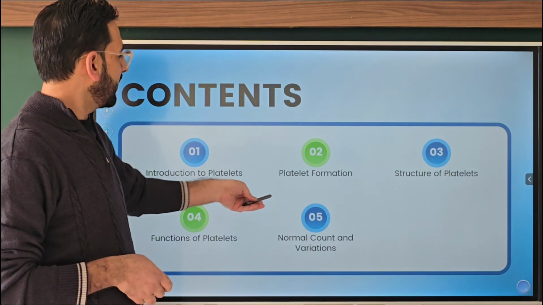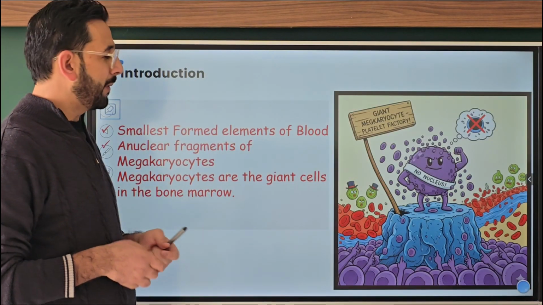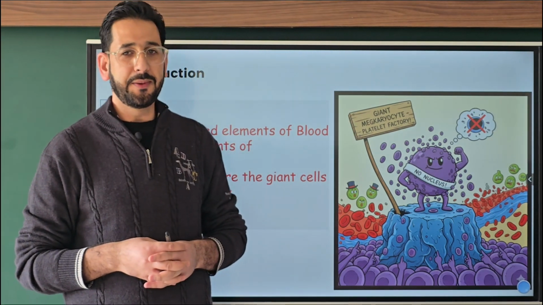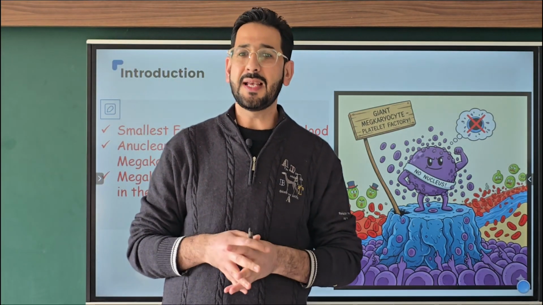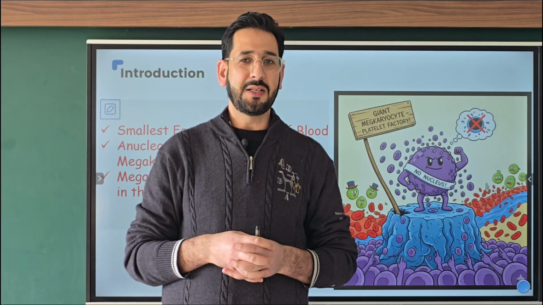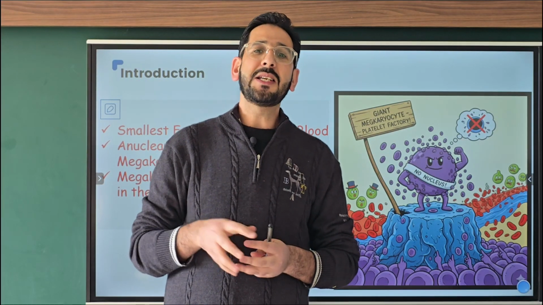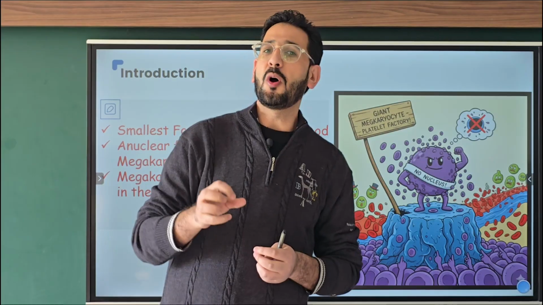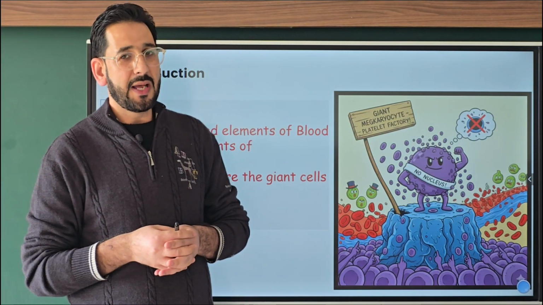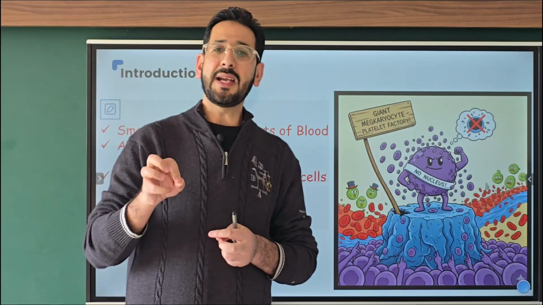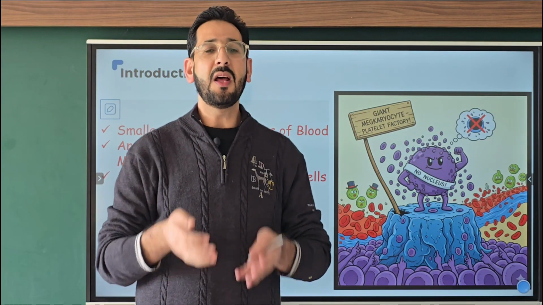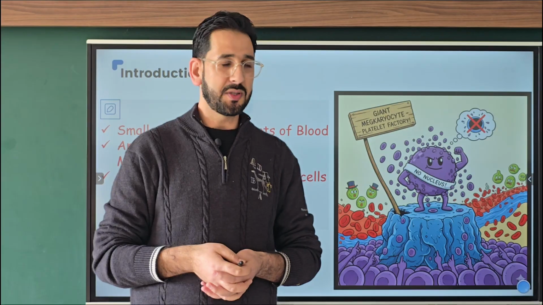Now, when we talk about the introduction, platelets are actually formed elements of blood. These platelets are not even cells. These are fragments present in the blood, and these fragments are formed from the biggest cell present in the bone marrow, called the megakaryocyte. So these are actually the cellular fragments of the giant cell, the megakaryocyte.